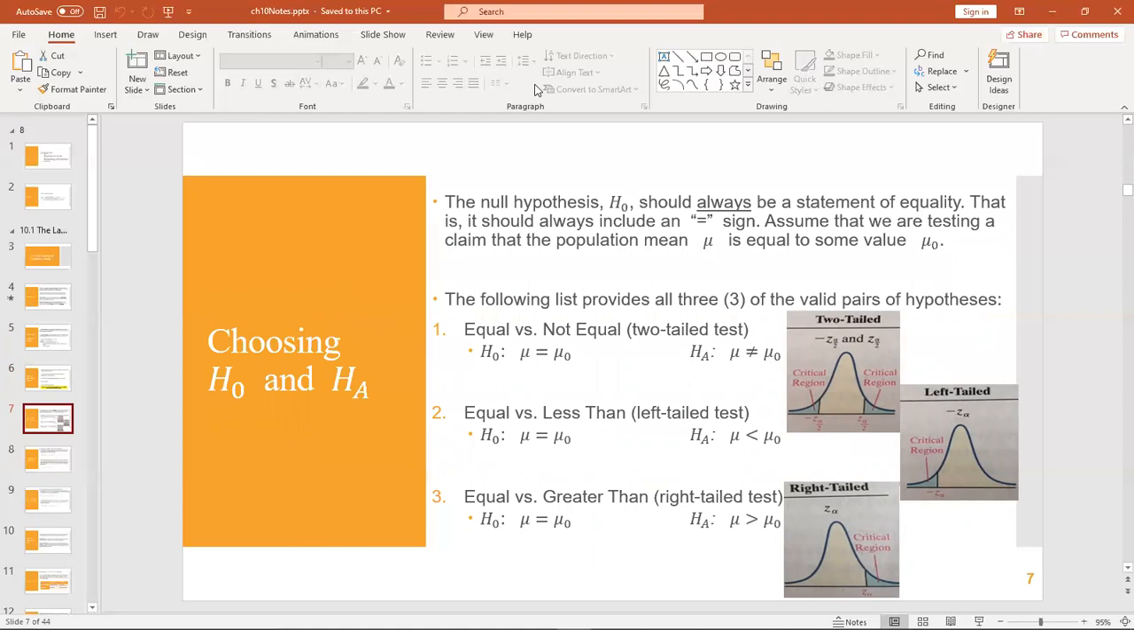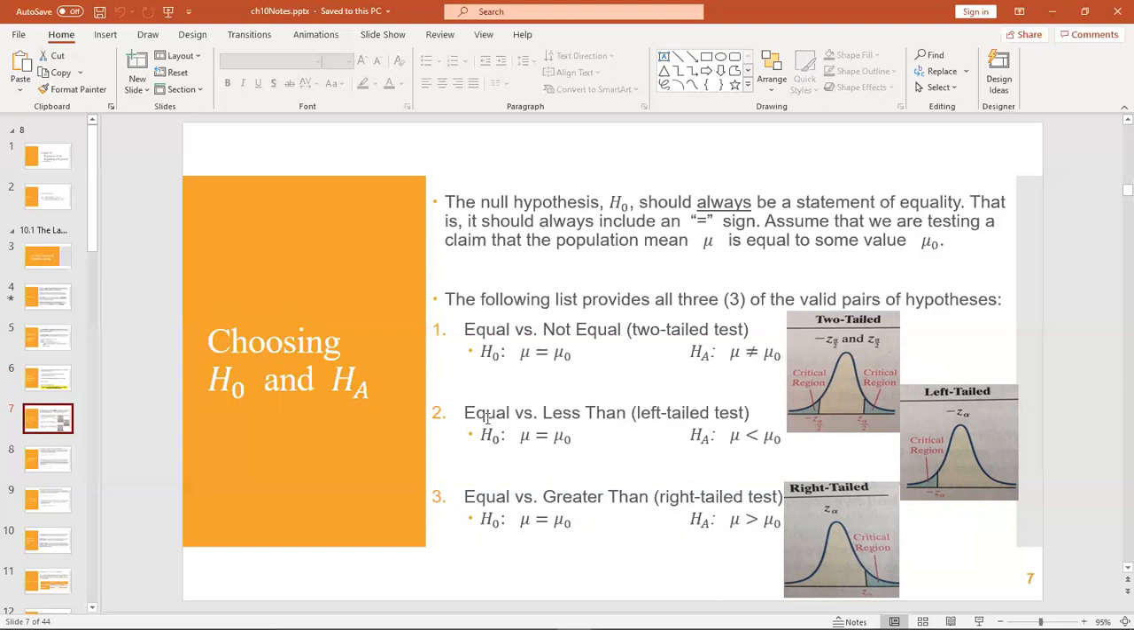The null hypothesis is always a statement of equality. It should always include an equal sign. And then you basically have three possibilities for the alternative hypothesis. Either mu is not equal to mu 0. That's what's called a two-tailed test, and there's actually a rejection region on either side of the bell curve. So either it's way too low or it's way too high.